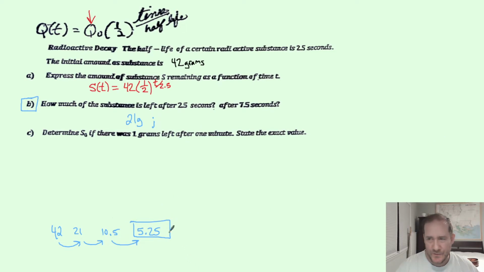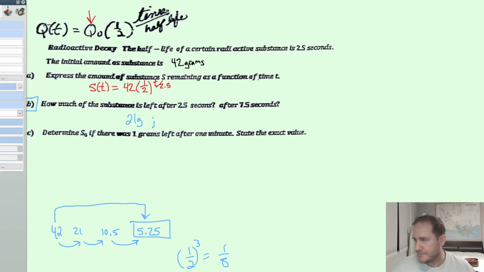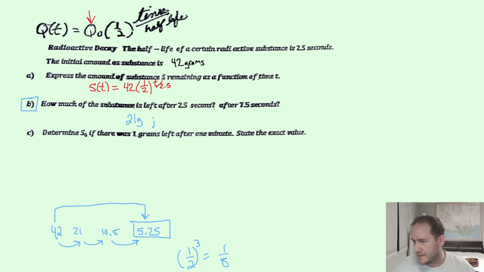By the way, that's a dumb way to do this. You should probably know that 1/2 3 times is 1/2 cubed. That's 1/8. So to get here in the first place, we could just be doing 42 divided by 8. And just to double check that is the right answer, right? 42 divided by 8. Yeah, 5.25 grams.